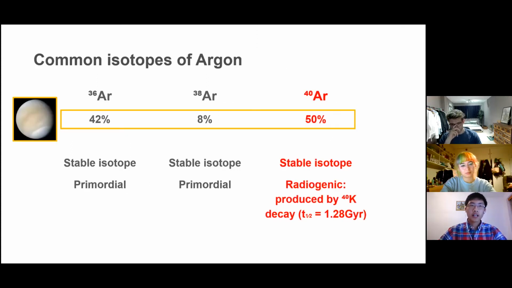Now looking in depth at the isotopes of argon, there are three primary isotopes of argon on Venus. That's argon-36 and argon-38, the two stable, primordial isotopes, and argon-40, which is a radiogenic isotope produced by the decay of potassium-40 in rocks, more specifically. Argon-36 accounts for 42%, argon-38 accounts for 8%, and argon-40 accounts for 50% of the total argon content on Venus.